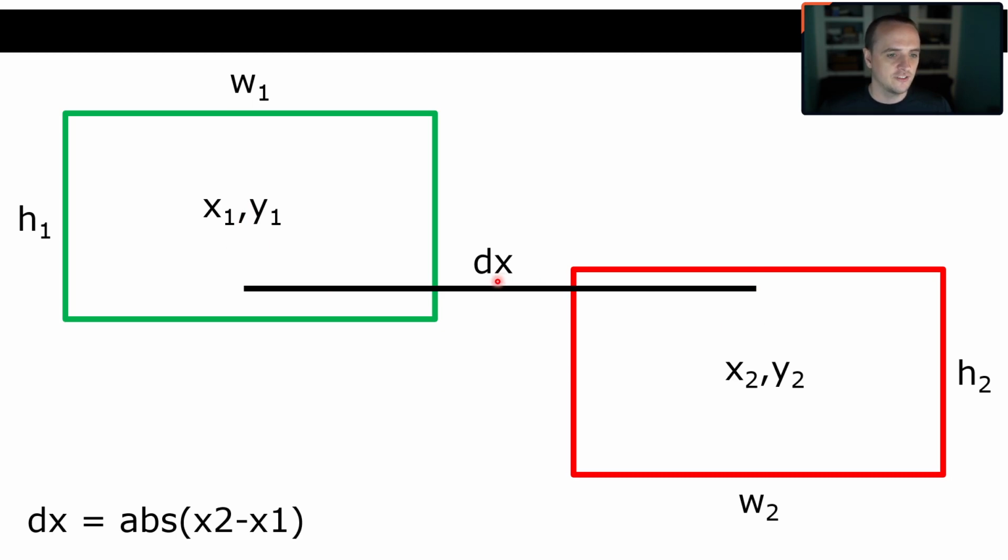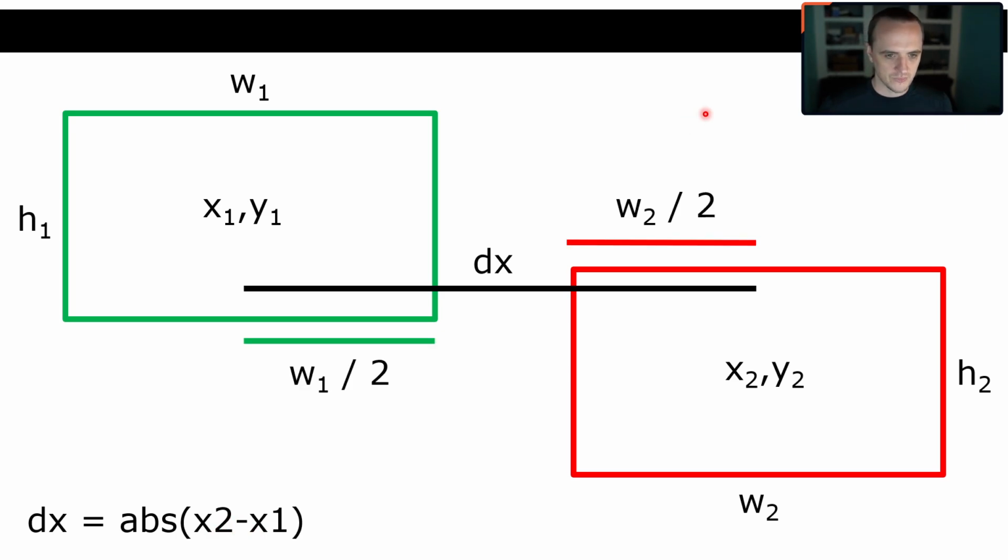So the distance in the x direction, or the difference in the x direction, is going to be the absolute value of x2 minus x1. Because this second rectangle might be on the left, it might be on the right, and so we have to take the absolute value here because we're not sure right now which of x2 or x1 is the greater of the two values. So here we have dx.